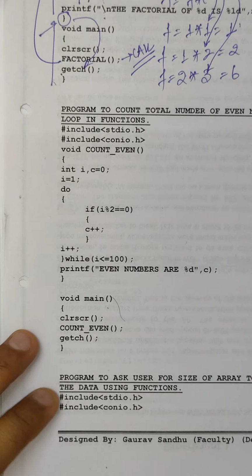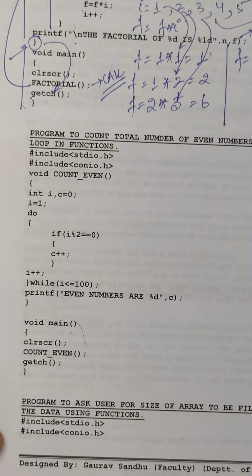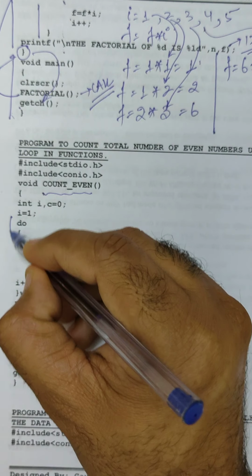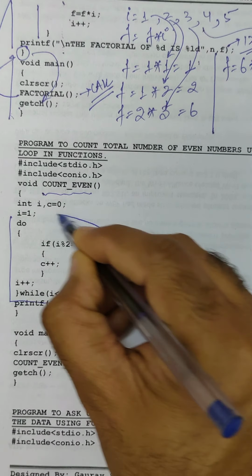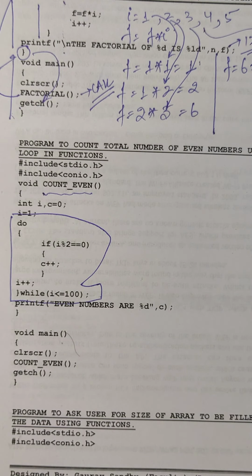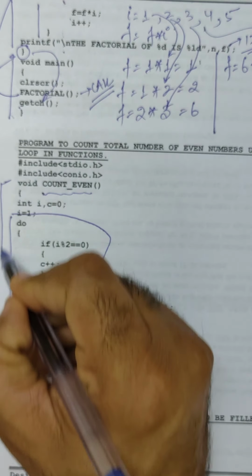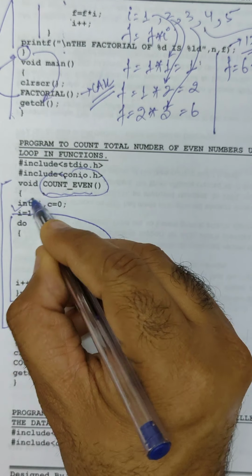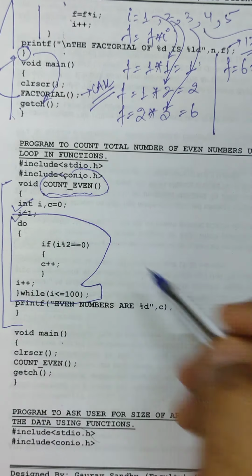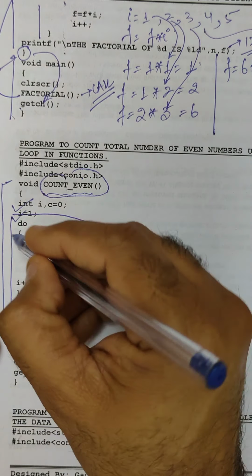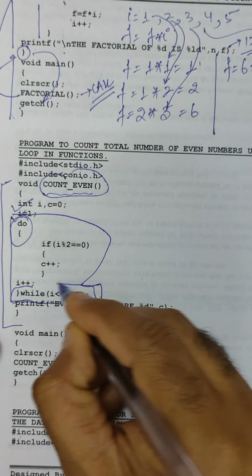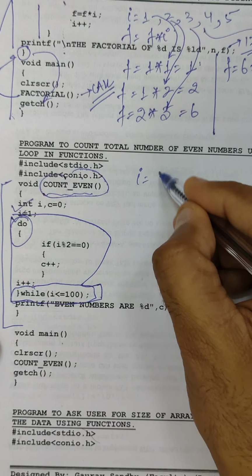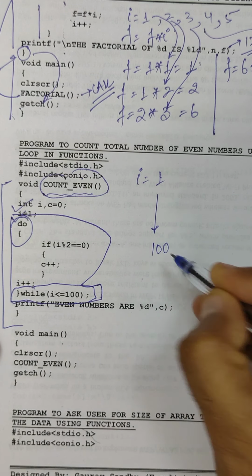Now, next program. We are using a function. The name of the function is count even, and the count even function is using a do while loop to perform calculations. It is declaring some variables. It is using variable I as loop variable. The loop which is used in this program is a do while loop. This do while loop will make the value of I start from 1 and it will go till 100.